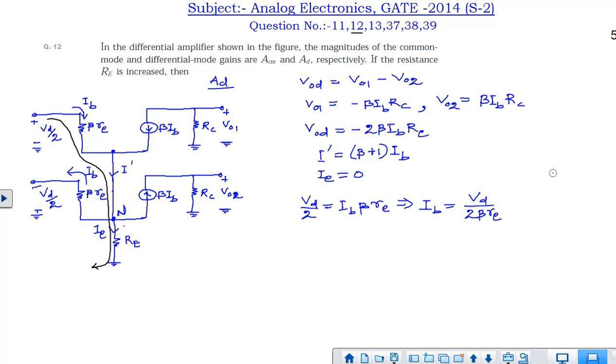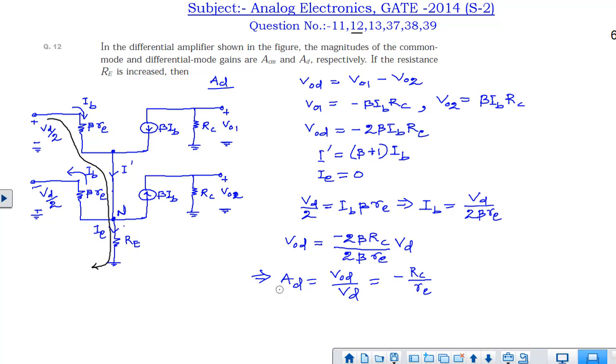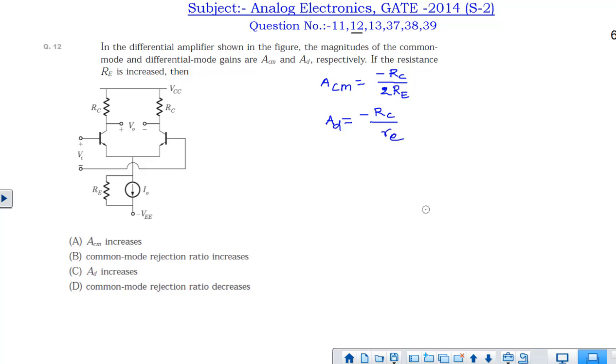We will replace this IB here. So VOD will have this expression. Finally, we will have differential gain as minus RC by RE. So we have common mode gain minus RC by 2 RE, whereas differential gain minus RC by RE. CMRR is nothing but differential gain by common mode gain, which is equal to 2 RE by RE.